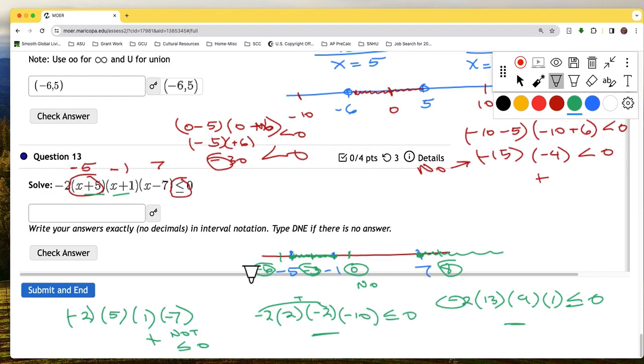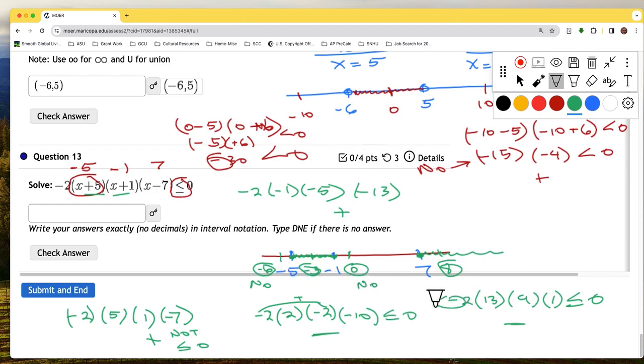We can check -6, but just real quickly, that gives us a -2, a -1, -6 gives us what, -5, and -6 will give us another -13. So negative and negative is positive, negative makes it negative, negative, so this is positive, which is not less than, so this is a no, just like I thought.